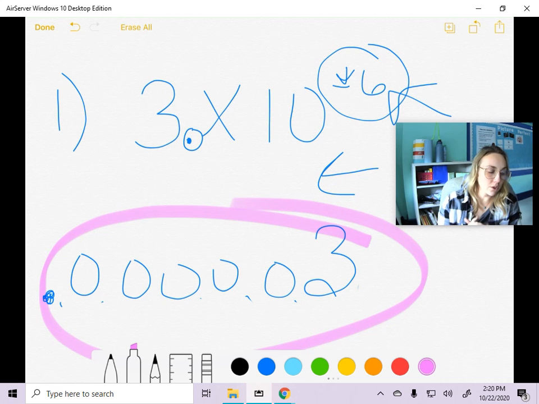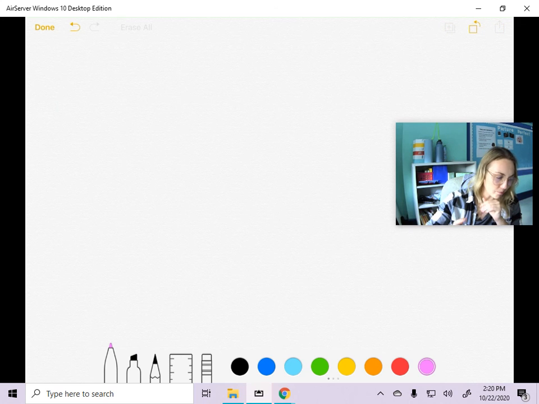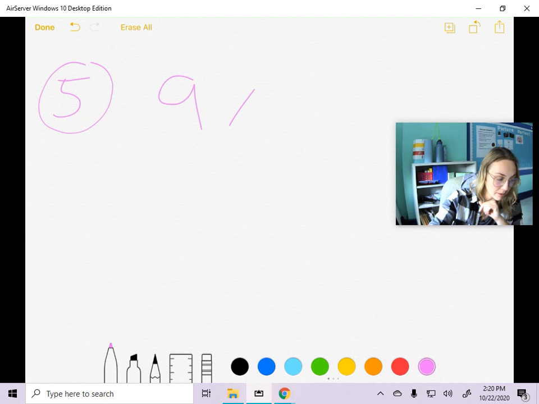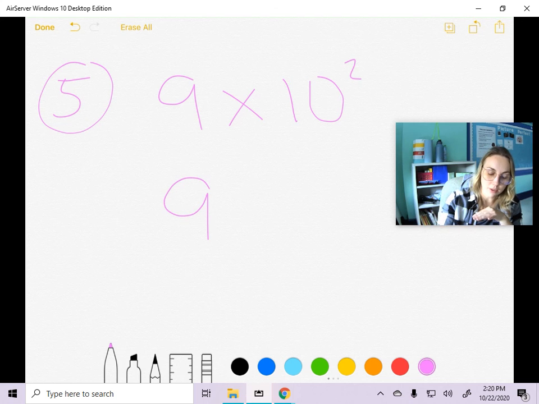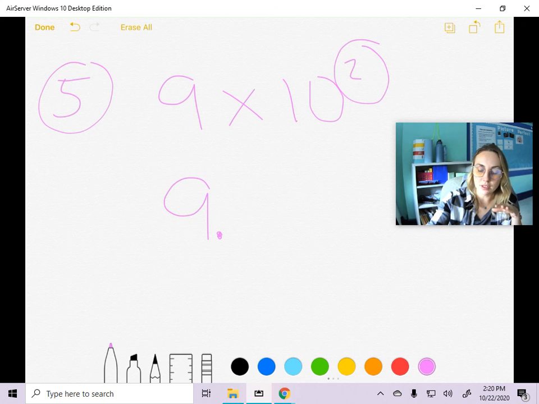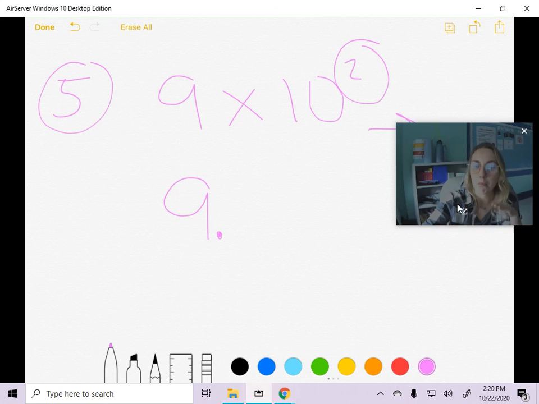Now let's do an example where you have a positive exponent. Let's move on to number 5. In this case, we have 9, and we're multiplying it by 10 to the 2nd power. Again, we're going to bring down this number and locate the decimal, which is right here. Remember, the decimal is always placed where there's only one number on the left-hand side. And if you have a positive exponent, that means you're going to be moving that decimal to the right.